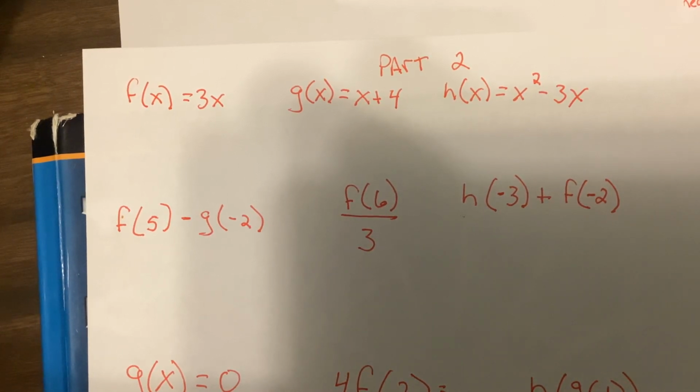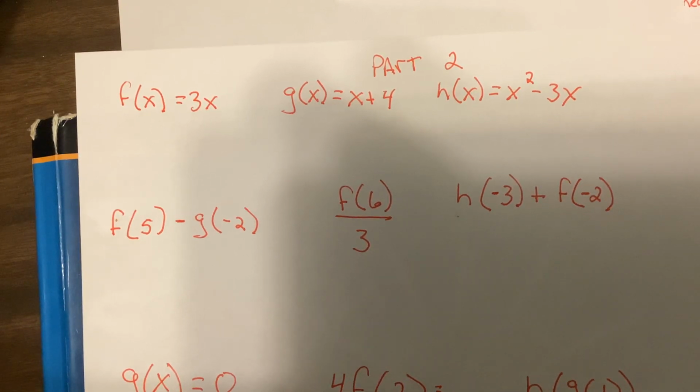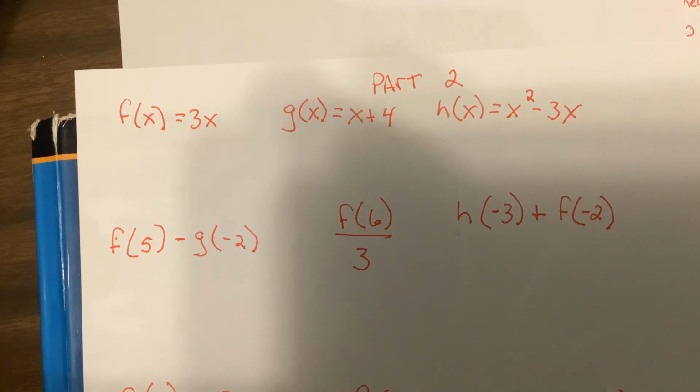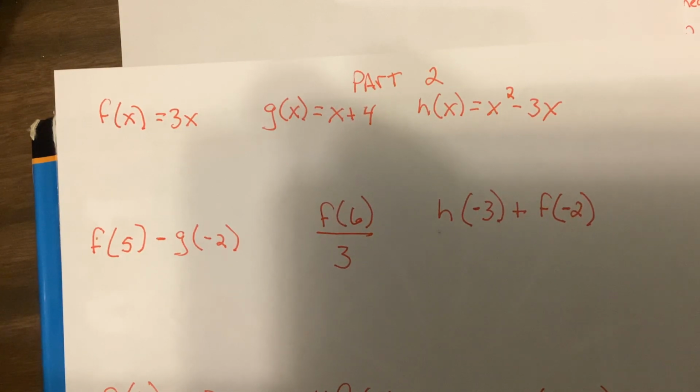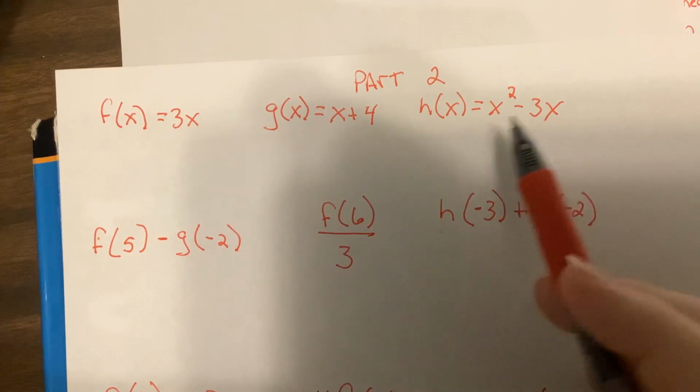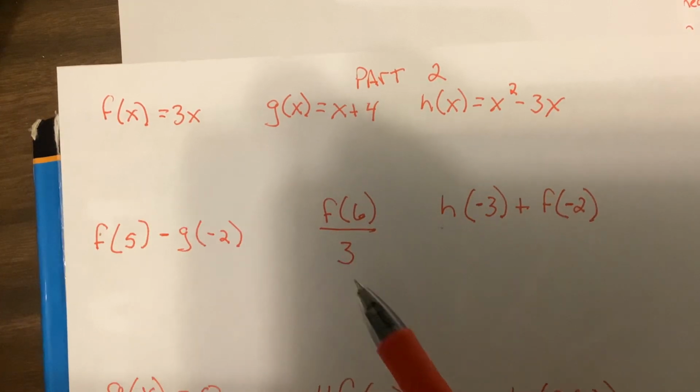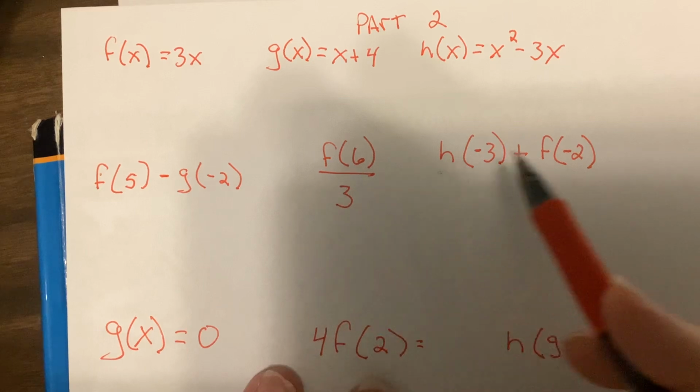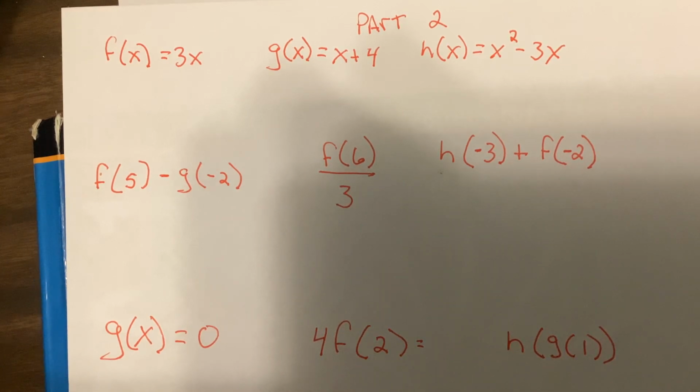Okay, part 2. Having trouble getting the first part to load, so we'll go ahead and make part 2 here. We still have the same 3 functions, h, g, and f. Figure out these 3 problems for me, please. I'd appreciate it.